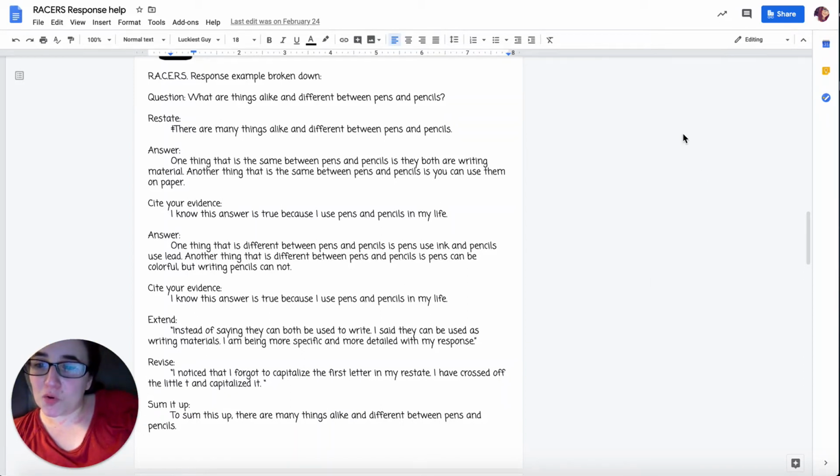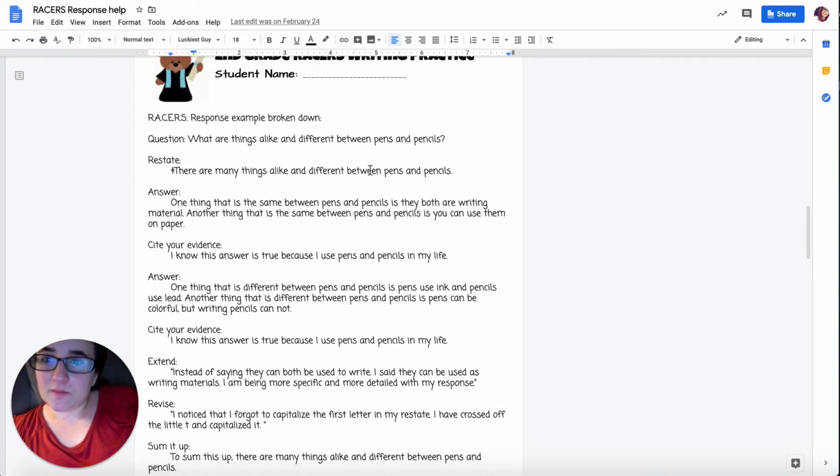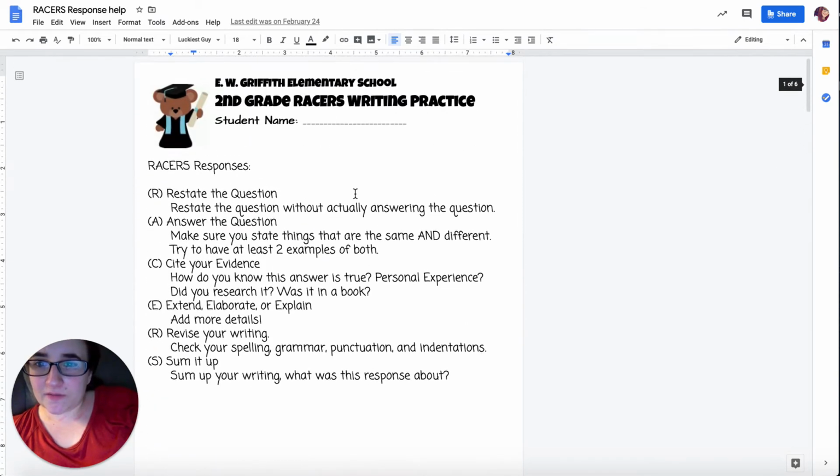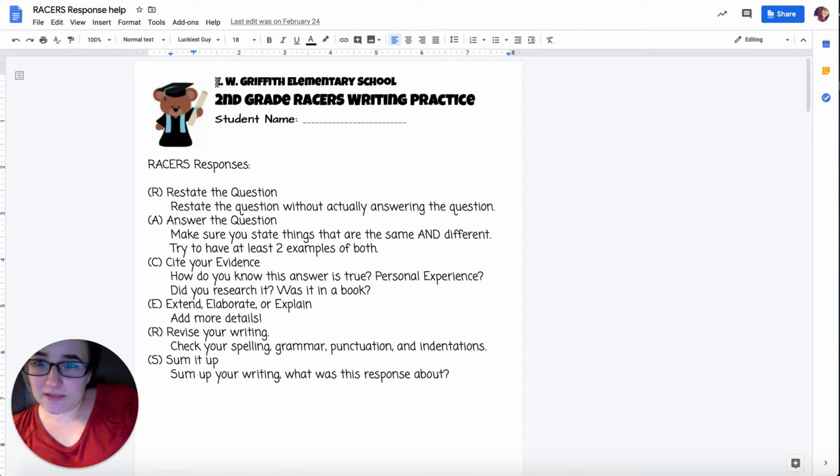I am going to teach you a little bit of RACERS today. A lot of you have heard about RACERS and kind of how it works, and I'm going to show you what I've been using with my class for their homework. This is E.W. Griffith Elementary School's second grade RACERS writing practice.